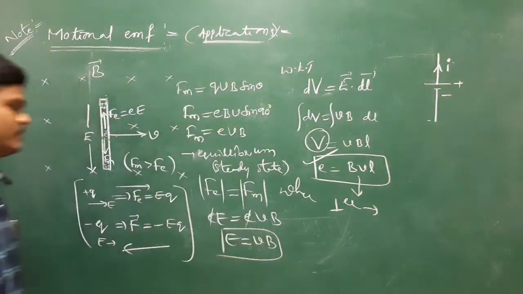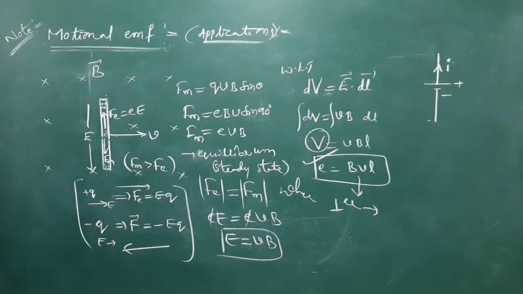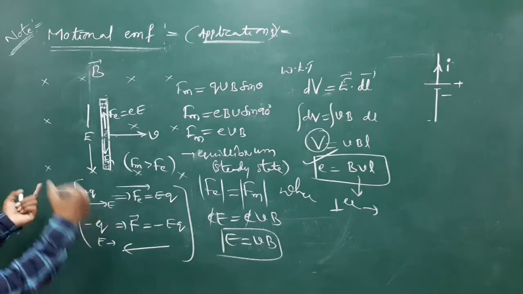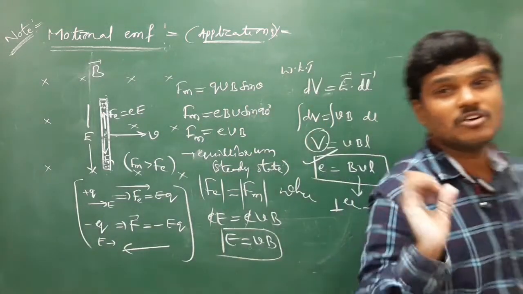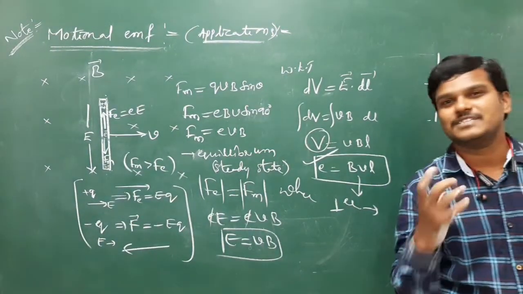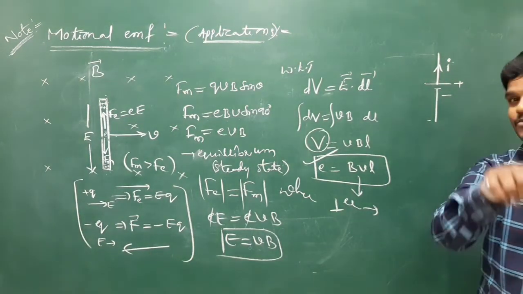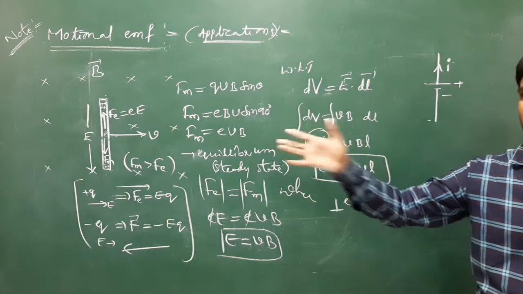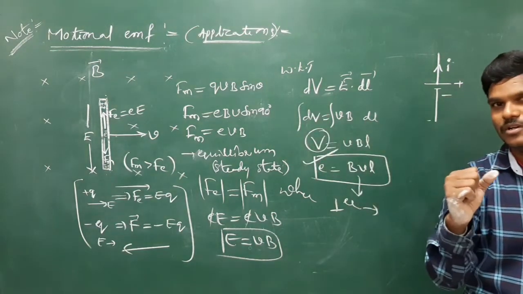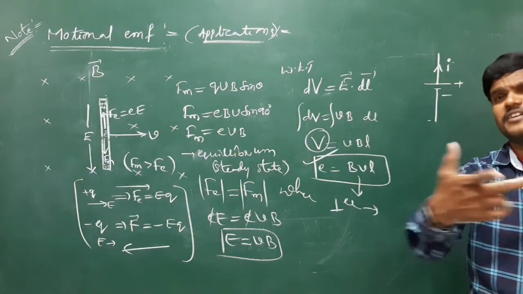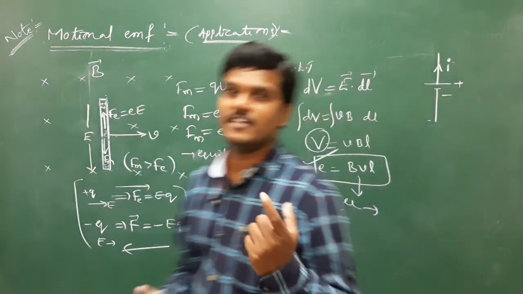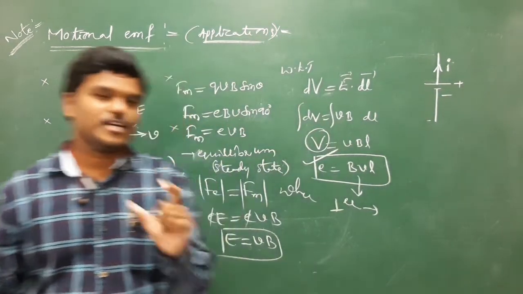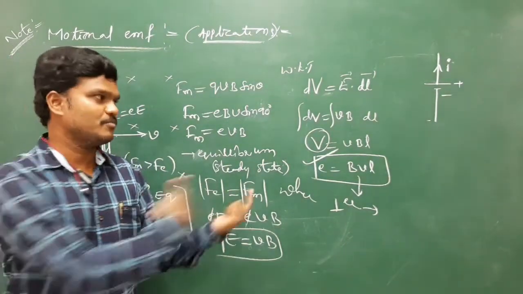Take this as some hint, some story like that. What is going on inside the conductor? Inside the conductor there are free electrons. Those electrons experience a force, and that force we can determine by the right hand palm rule. Next, I am going to use Fleming's right hand rule, which is generally used to identify the direction of induced current.